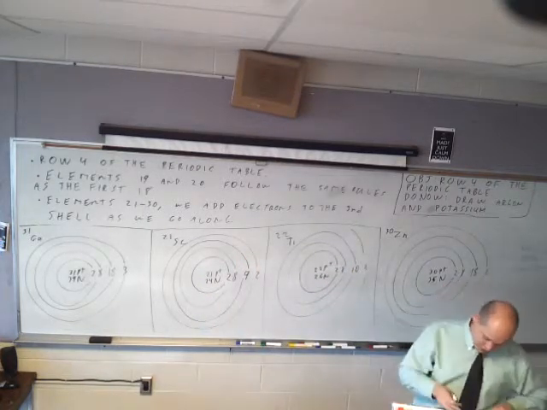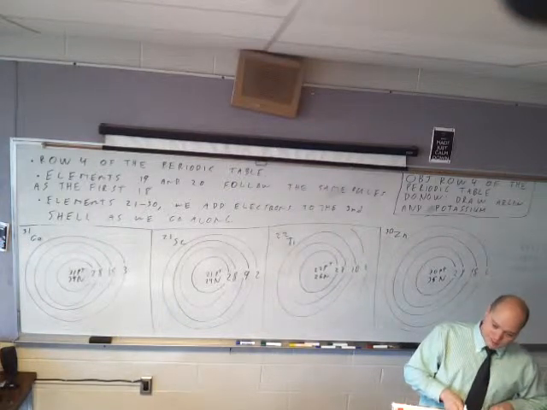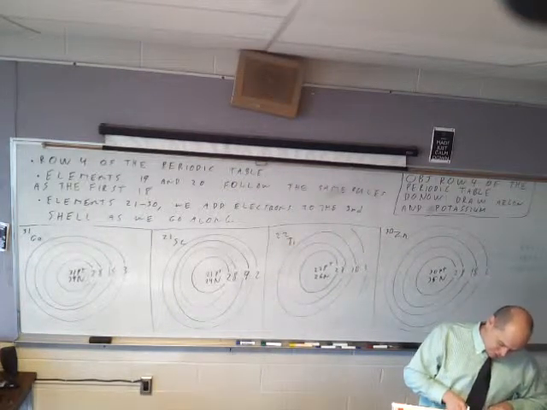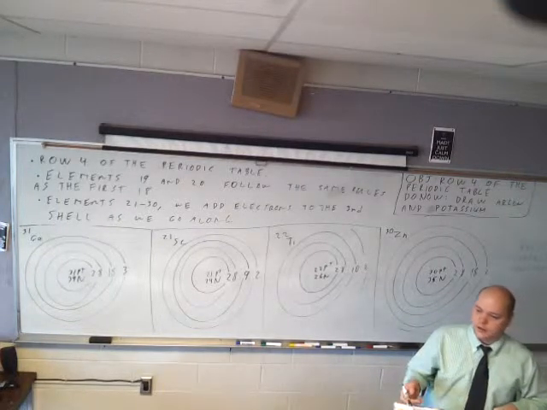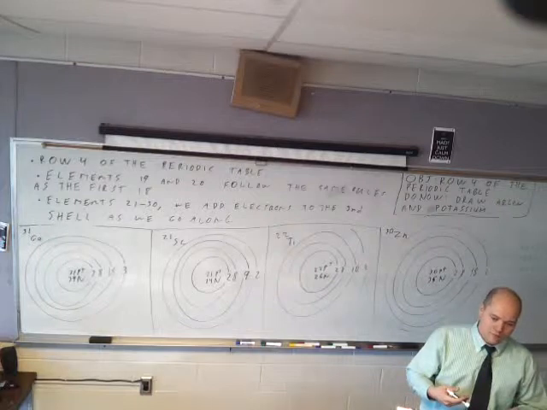And then as you go from here, right, germanium is going to have 4 in the 4th shell, arsenic is going to have 5, selenium 6, bromine 7, and krypton 8. So now we're going to finish filling the 4th shell.